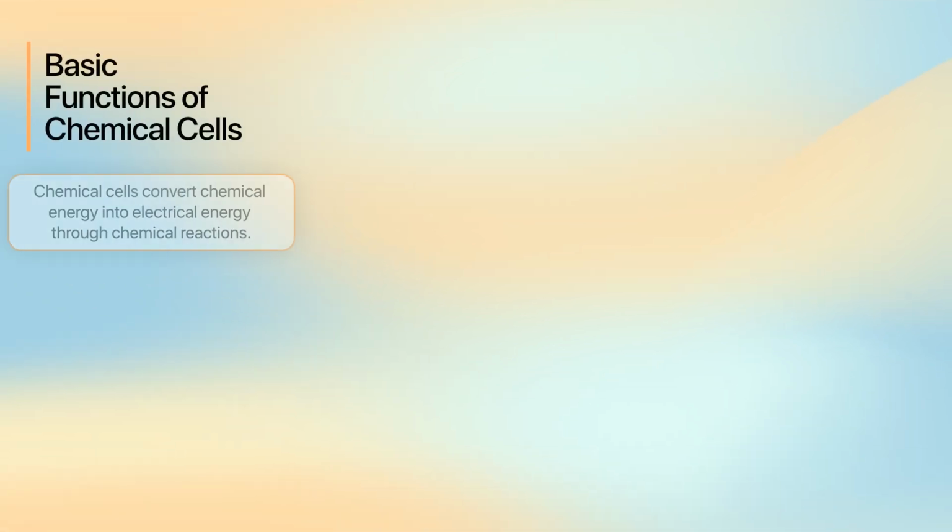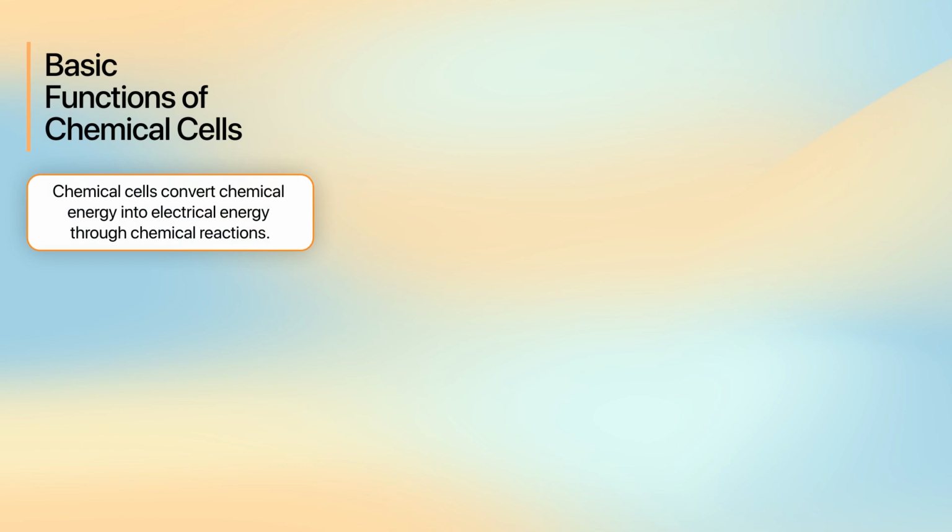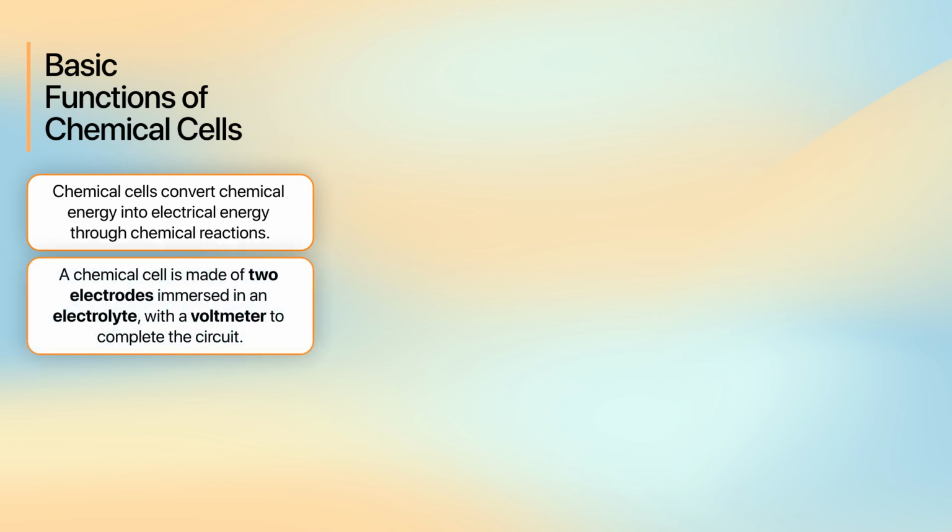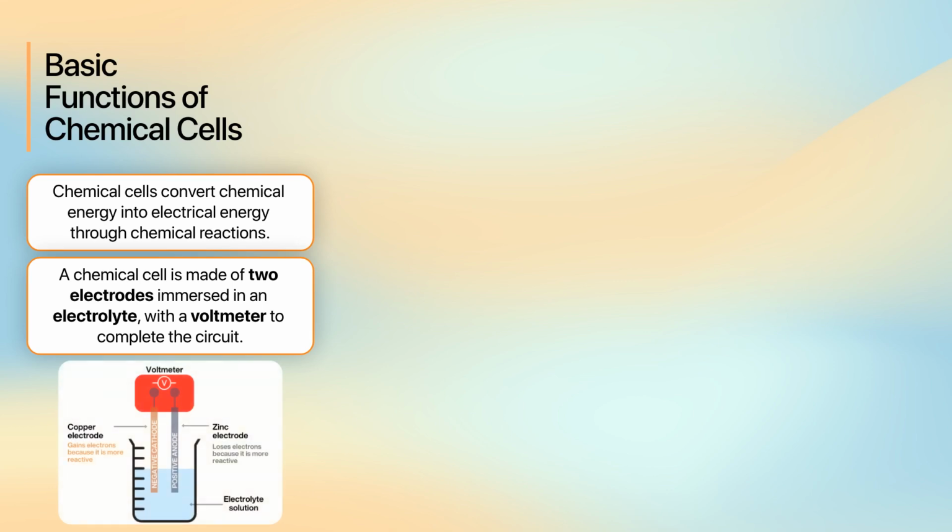In today's lesson, we delved into the functioning of chemical cells, which convert chemical energy into electrical energy through chemical reactions. We examined the structure of a chemical cell, focusing on the roles of the anode and cathode, as well as the electrolyte solution. We learned that the anode undergoes oxidation, losing electrons, while the cathode undergoes reduction, gaining electrons. This electron flow creates a potential difference, driving an electric current through an external circuit.